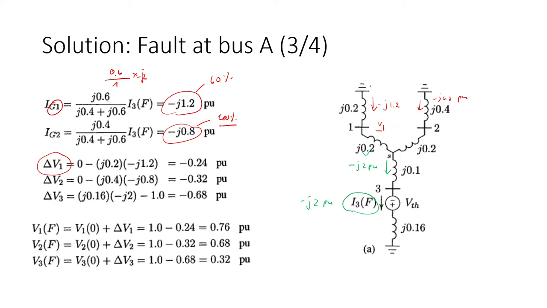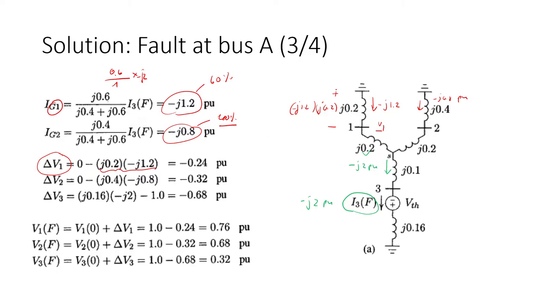Initially, as we discussed earlier, the condition before the fault is that there is no current flowing out of the generator. Once there is a fault here, the current just changes by negative j1.2 per unit, and that would create the potential difference here like this, because the voltage is drawn from source to source, this side is generator and this is load. So the voltage is negative j1.2 times j0.2. You can see that this is the voltage drop due to this current, negative j1.2.